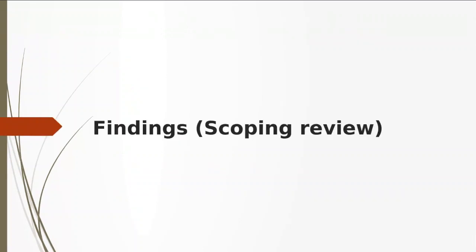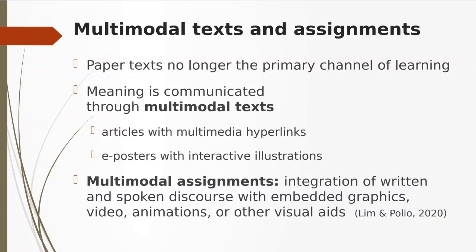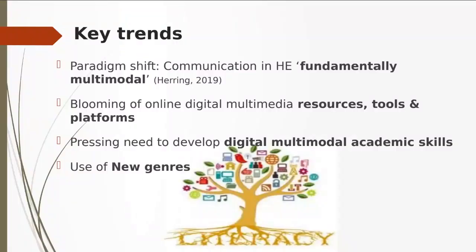So in terms of findings for the scoping review, I'm going to first of all highlight some trends that we found. The first one, really overwhelmingly, is a paradigm shift from independent language use to multimodal use of language. One author even put it like this: communication in higher education is now fundamentally multimodal, which means the things that we do no longer involve one language skill, speaking, listening, reading or writing. It is actually a combination of 2 or 3 or even 4 of these in a digital environment.